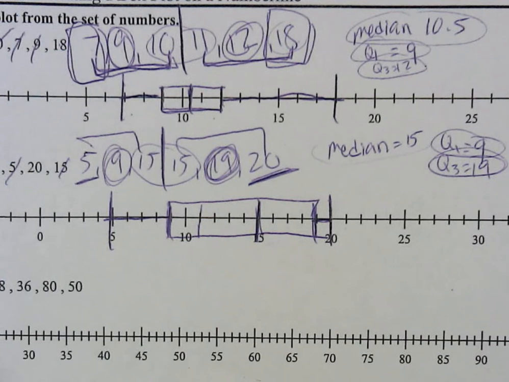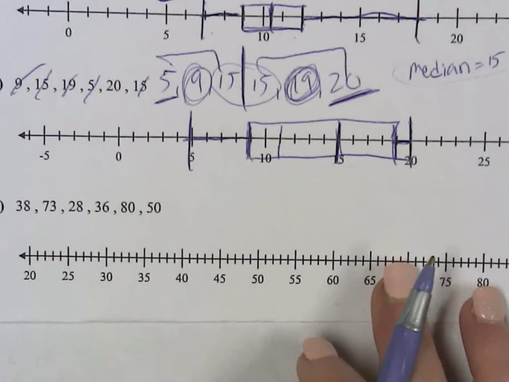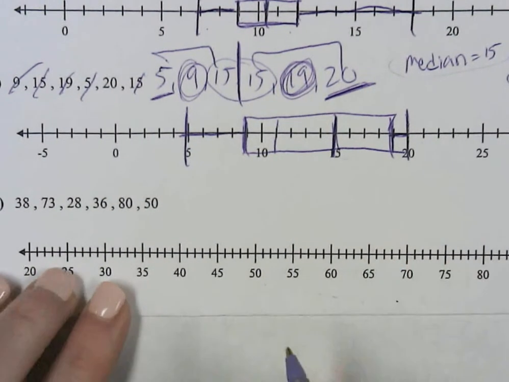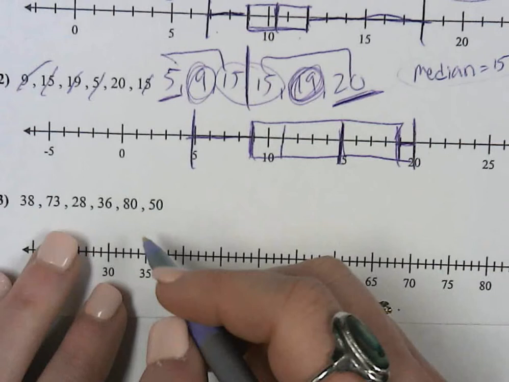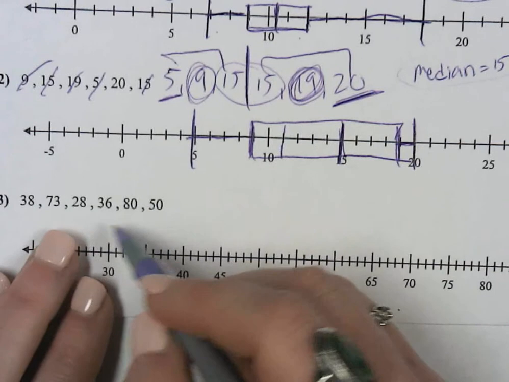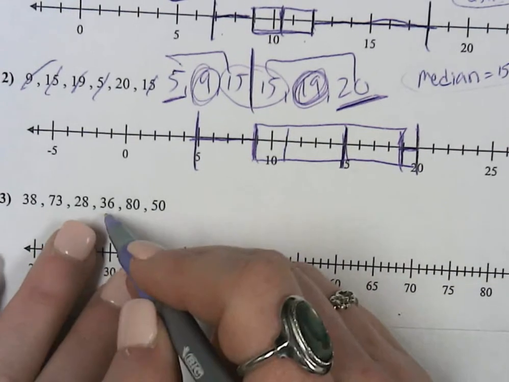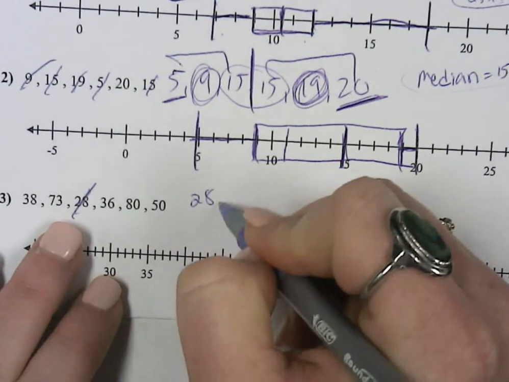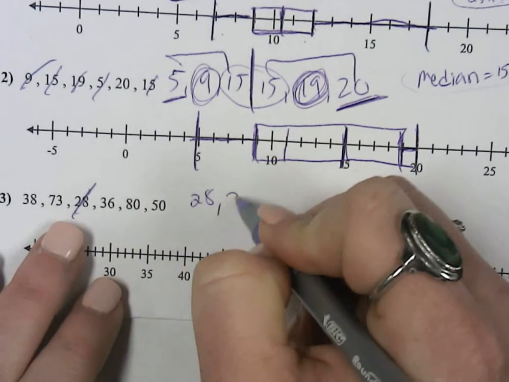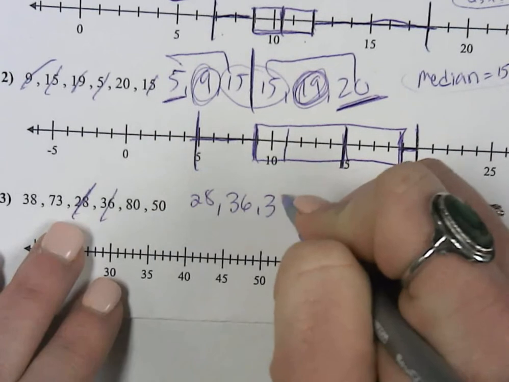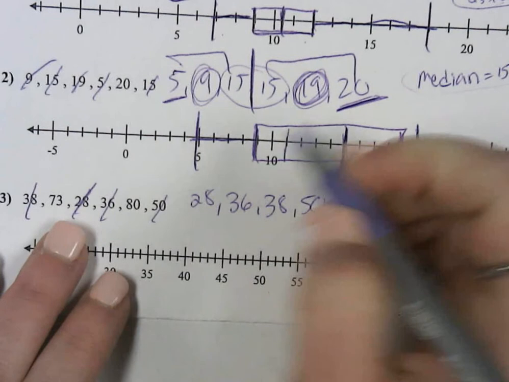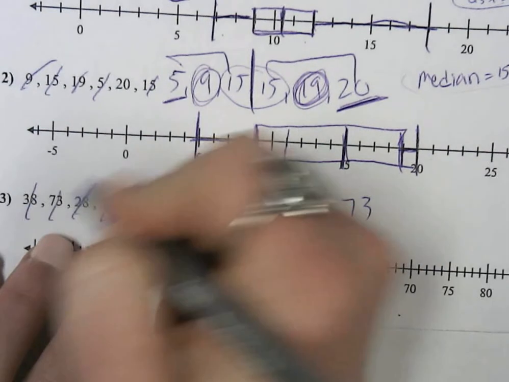All right, let's look at one more. Let's find all the information we need, our medians and our upper and lower quartiles. So the first thing before we do that, median, middle, you always have to put your numbers in order. So here we go. We have a 28. 36 is next. 38. 50. 73. And then we have 80.